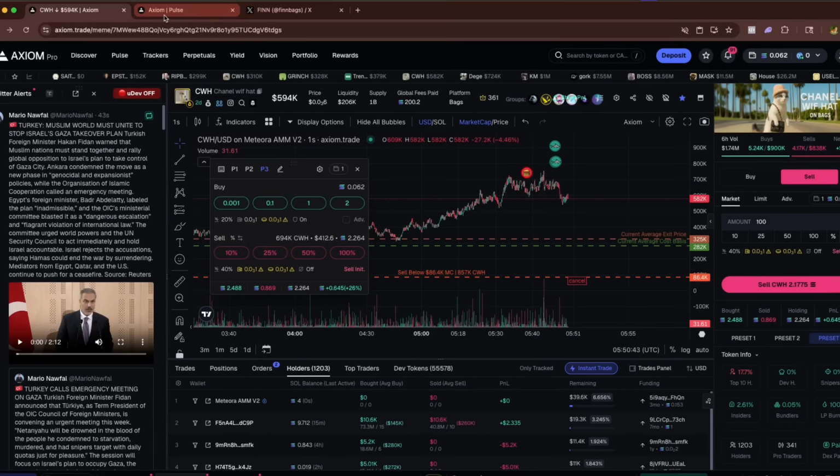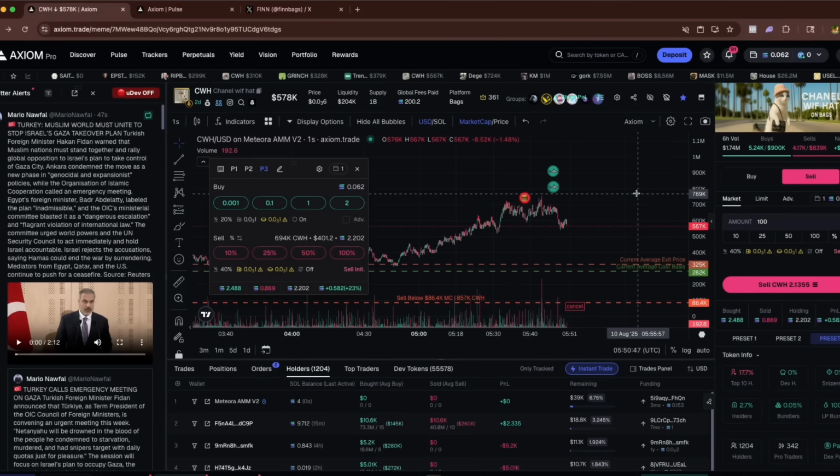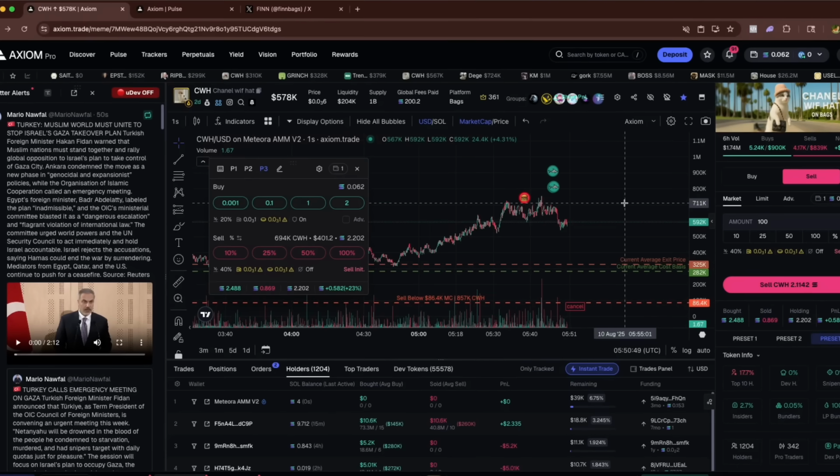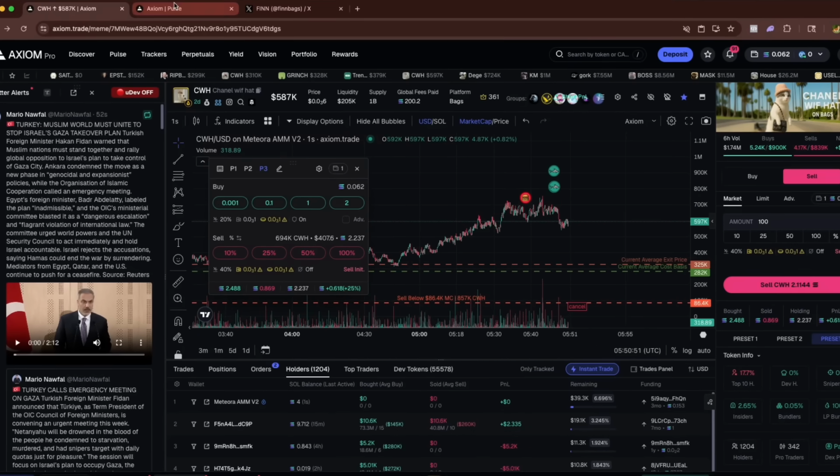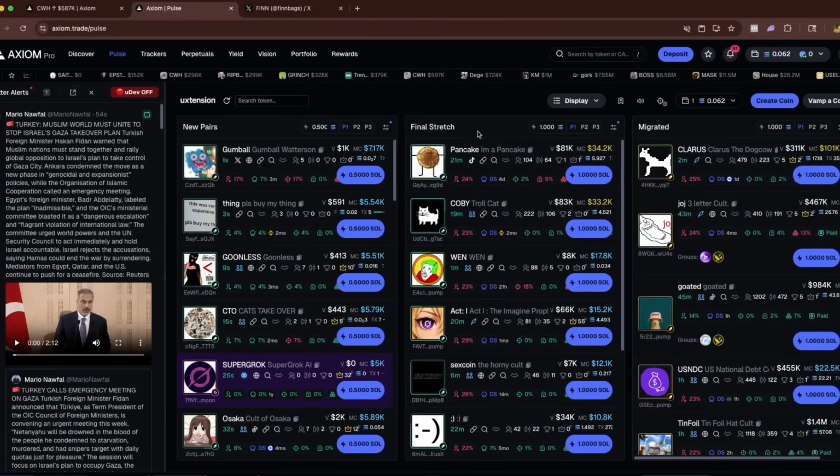So this is kind of a conviction play. I'm up, so I don't really care if I sell at break even or not, it is what it is. But I do think this could go crazy, not financial advice. Now, what are we looking at for the final stretch?